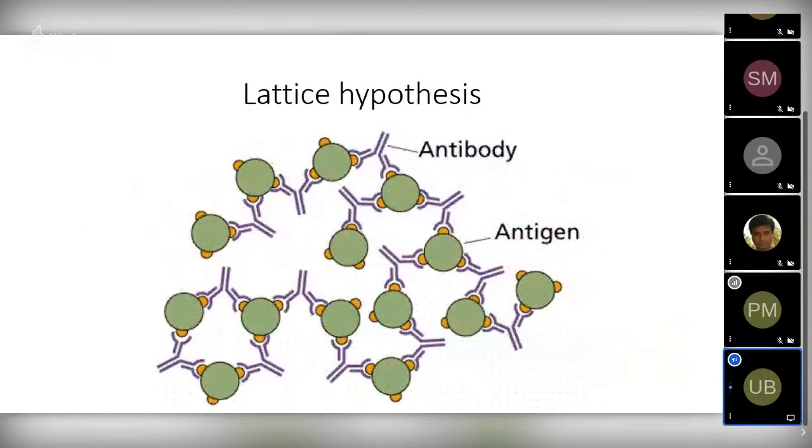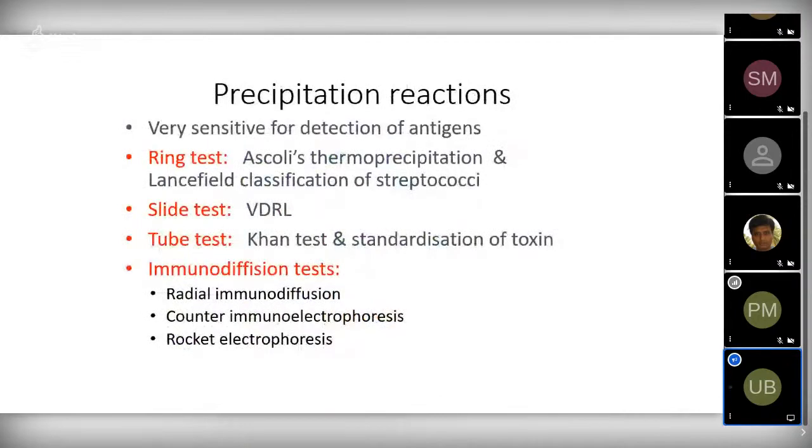So here you can see that there are equal numbers of antigens and antibodies. So it has formed a film or lattice so that it can be visualized in an observable manner. And coming to precipitation reactions, once again I want to repeat, precipitation reactions are highly sensitive for detecting antigens. There are various types and methods of precipitation reaction.